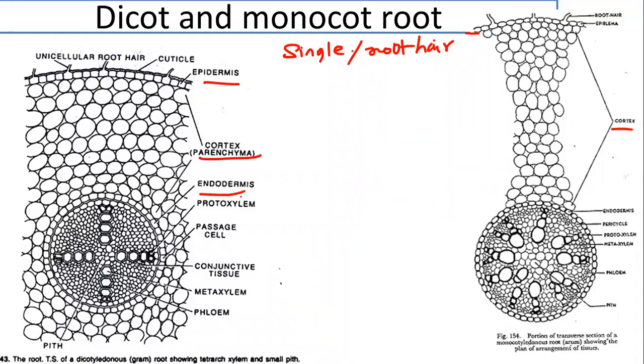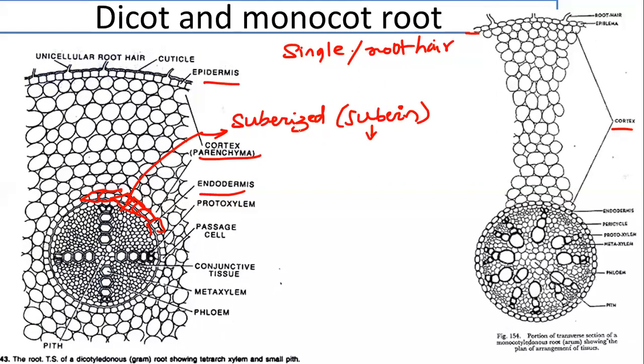Coming back to endodermis. Endodermis is the innermost layer of the cortex, right? Here you can see a single layer of barrel shaped cells without intercellular spaces. There are no spaces at all. And these cell walls are suberized. Suberized means the cell wall is covered with a suberin layer.